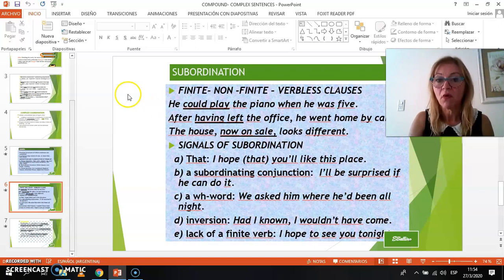As I said before, remember the ing construction in the second example, after having left the office? That is a clause, and that clause contains a non-finite verb phrase.